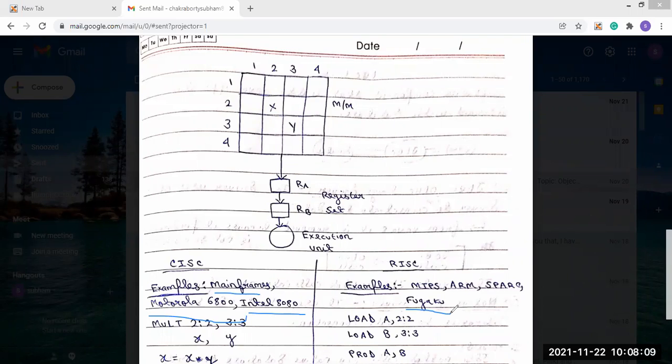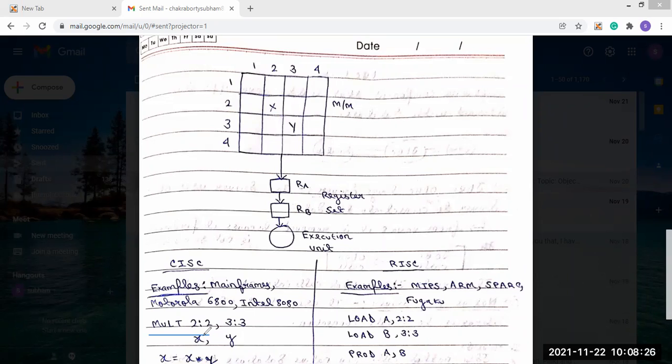Reduced instruction set. Now, what is the difference? The main difference we can understand through an example. Here you see MULT 2:2, 3:3. This is our RAM, and this is our registers.